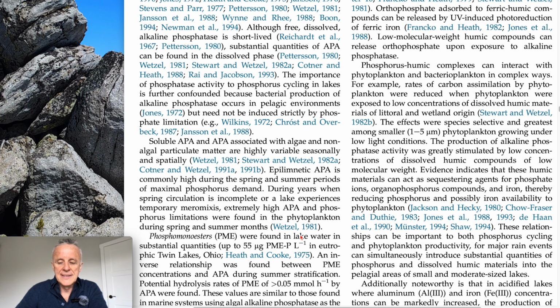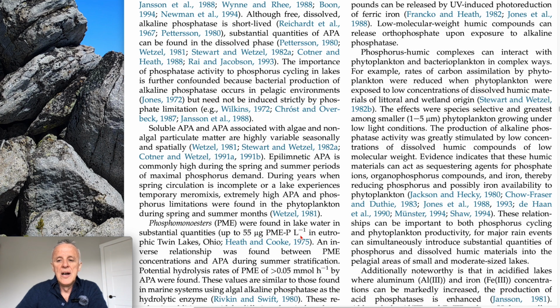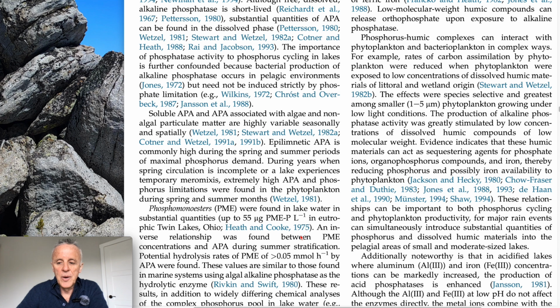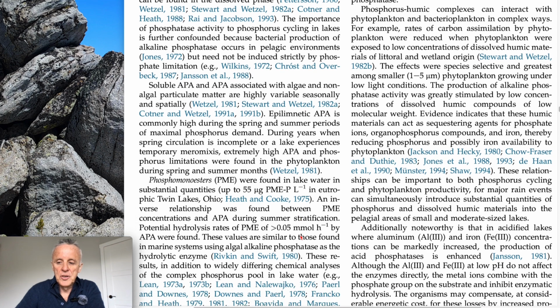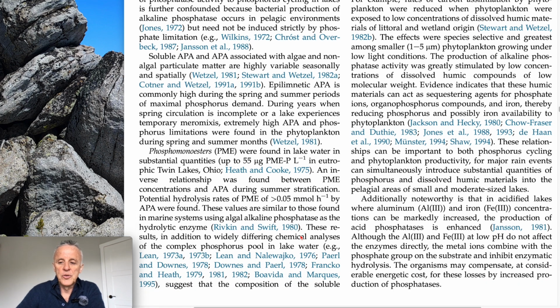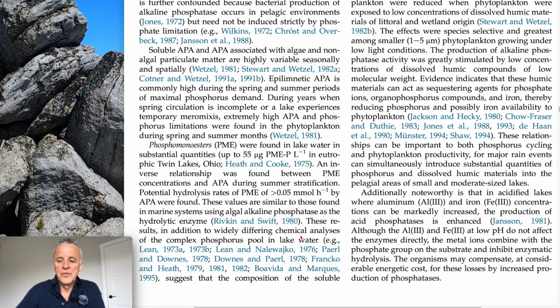Phosphorus humic complexes can interact with phytoplankton and bacterioplankton in complex ways. For example, rates of carbon assimilation by phytoplankton were reduced when phytoplankton were exposed to low concentrations of dissolved humic materials of littoral and wetland origin. The effects were species selective and greatest among smaller, between 1 and 5 micrometers, phytoplankton growing under low light conditions. The production of alkaline phosphatase activities was greatly stimulated by low concentrations of dissolved humic compounds of low molecular weight.